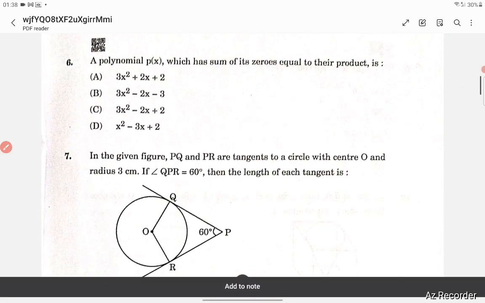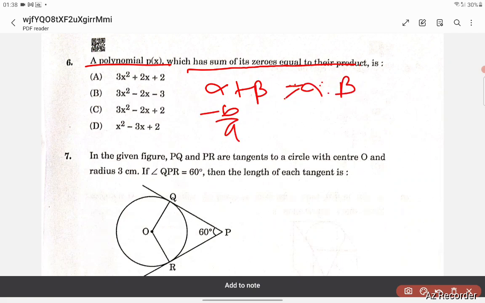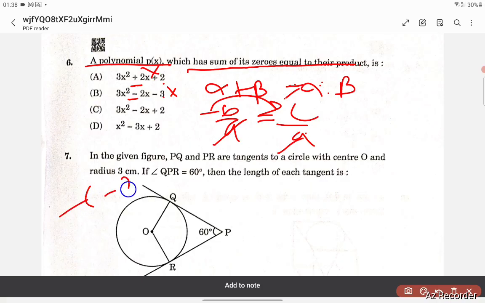Okay, now a polynomial p of x which has the sum of its zeros equal to the product, that means alpha plus beta is equal to alpha into beta. Now alpha plus beta is minus b by a, which is equal to c by a. Now minus b is equal to c. So from observing these two, this is not the answer. This is also not the answer. Minus of minus 2 is equal to 2. So C is the answer.